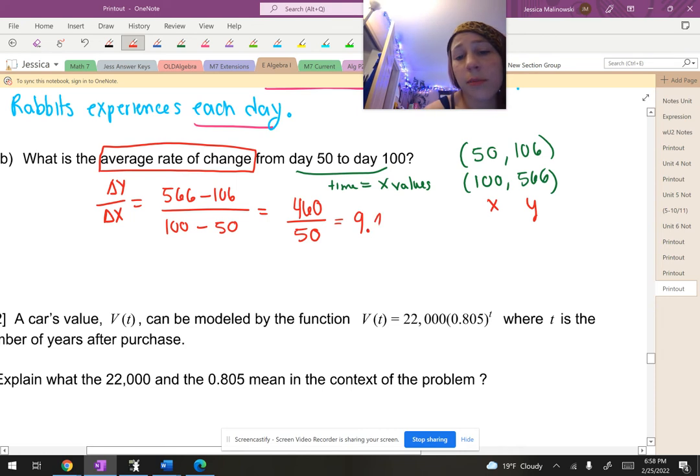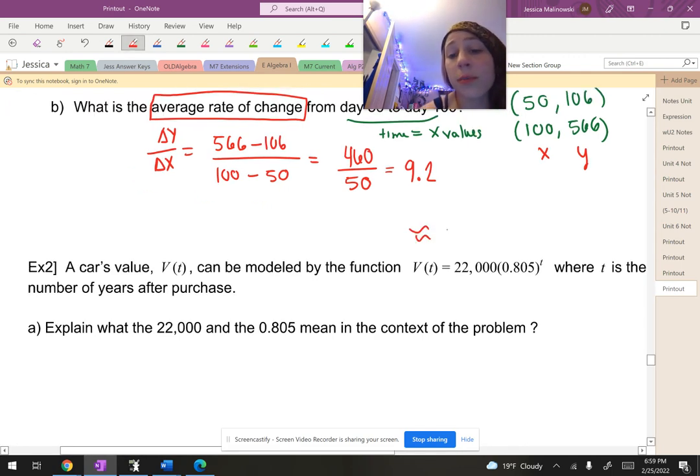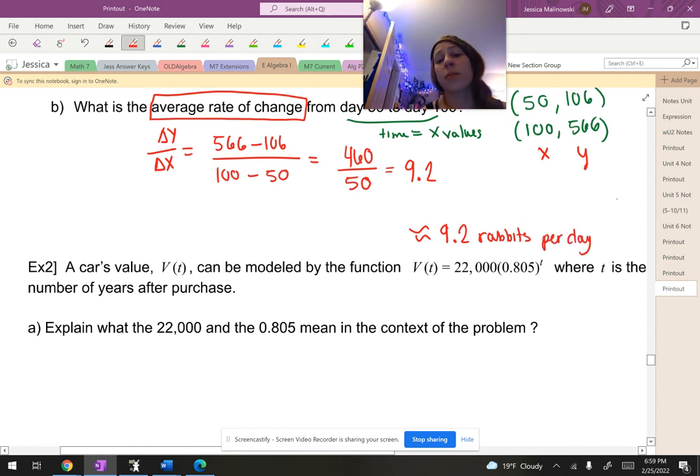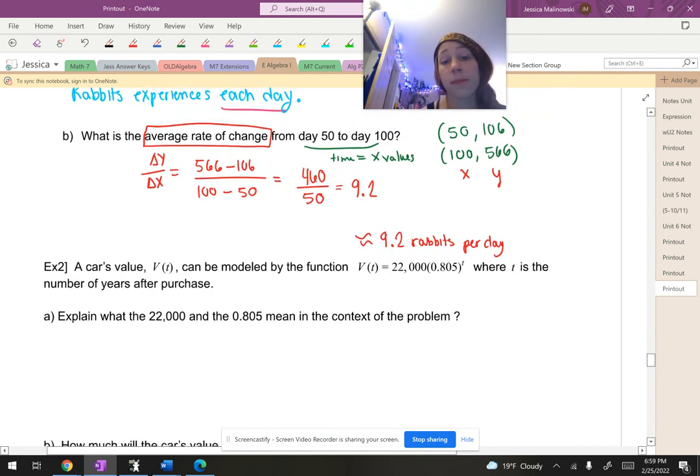Approximately 9.2. So what is the average rate of change from day 50 to day 100? Approximately 9.2, which means approximately 9.2 change in y, the y value are rabbits, per day is the approximation of what that basically means there.